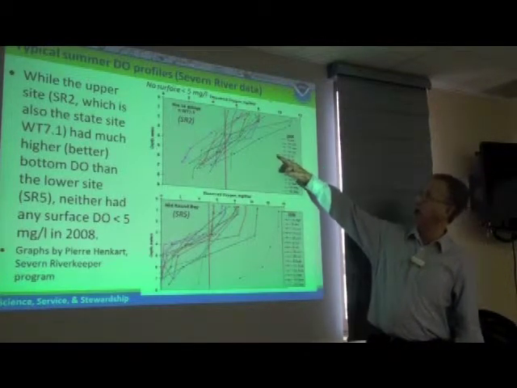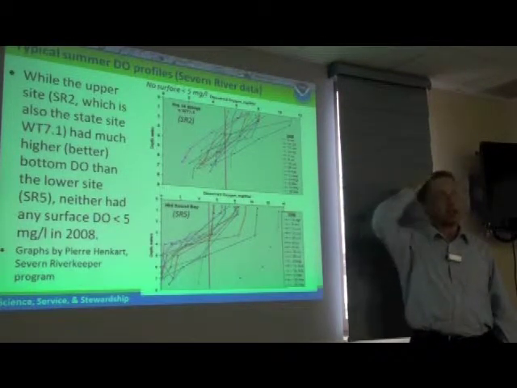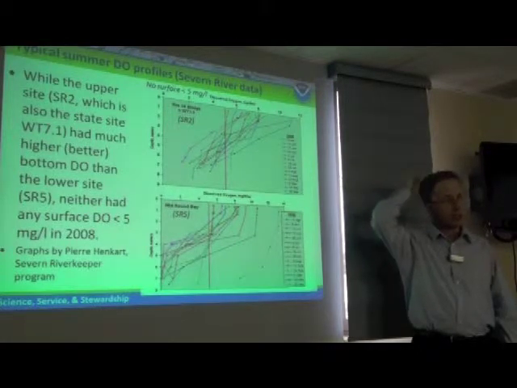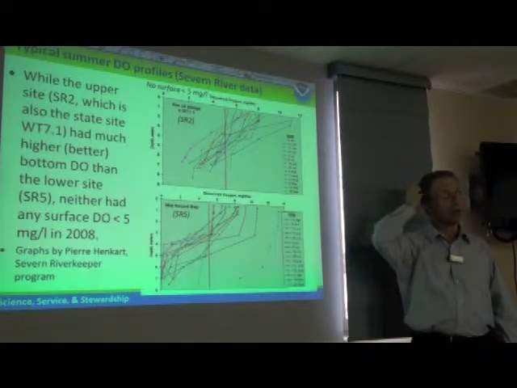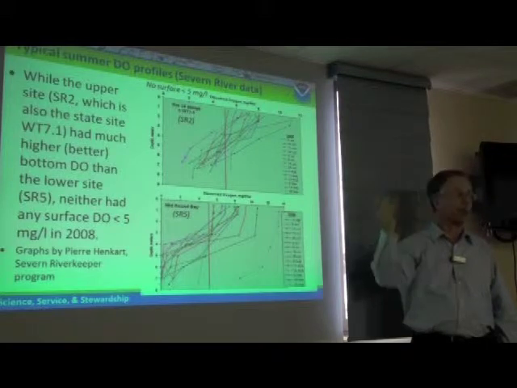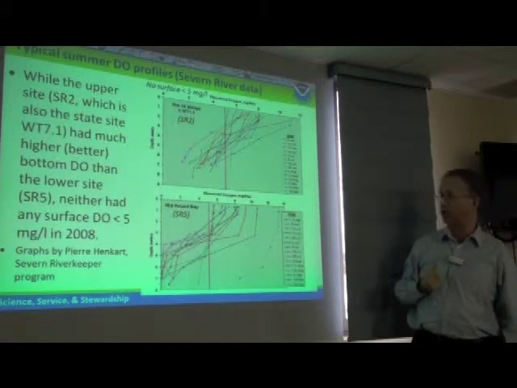Interestingly, the upper one, SR2, is the same as the state station, and in the Severn it tends to have better dissolved oxygen conditions than several of the other sites that the Severn River Keeper monitors.